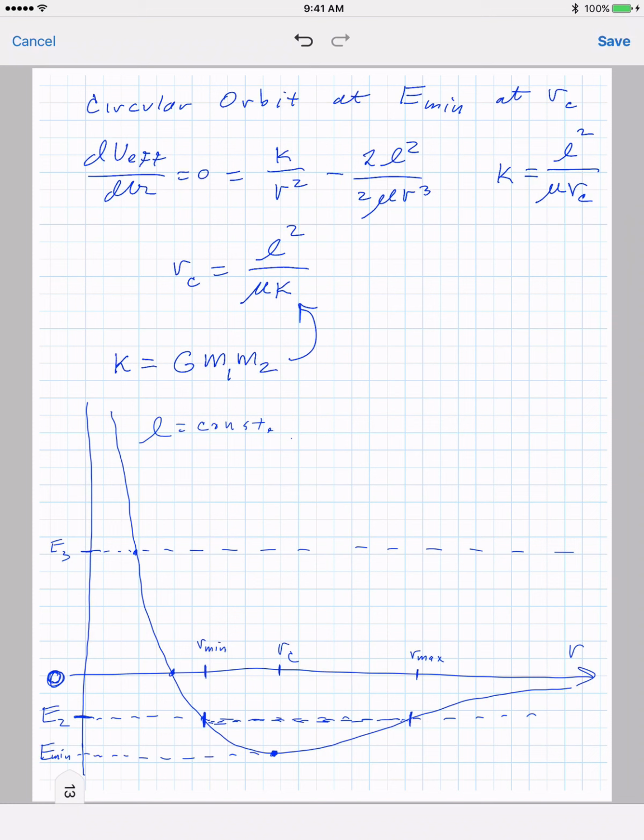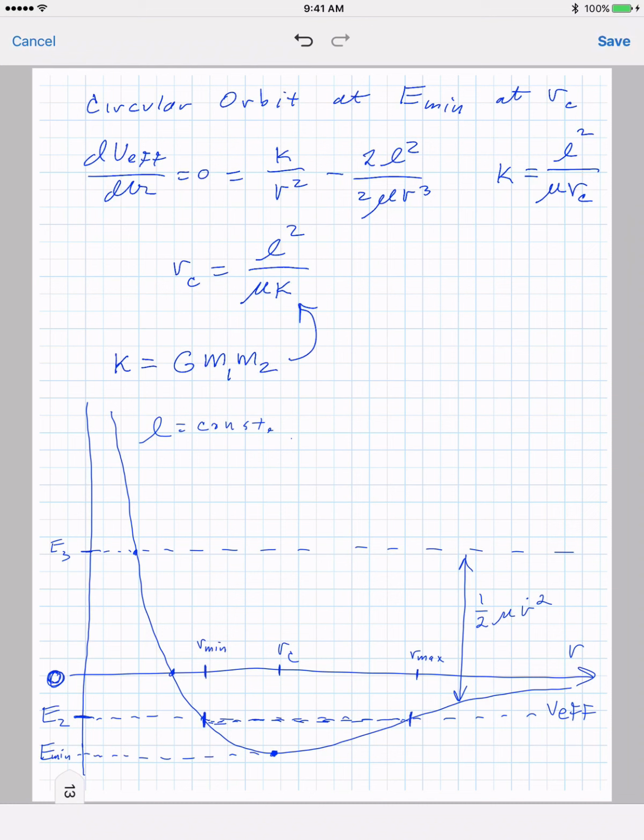The other thing, a really important thing I need to point out on this graph, is that the difference between any energy that I draw, an energy I'm just drawing as a horizontal line, and the effective potential is the radial kinetic energy. That's 1/2 mu r dot squared. And so I've got kinetic energy as the difference between the total energy and the effective potential. So this is the effective potential. And that difference is the radial kinetic energy.